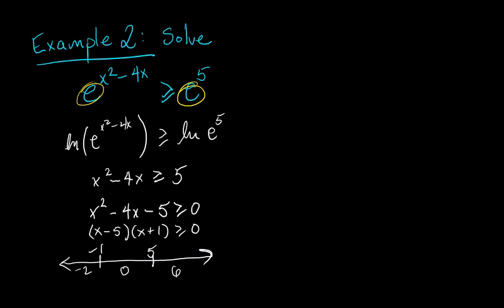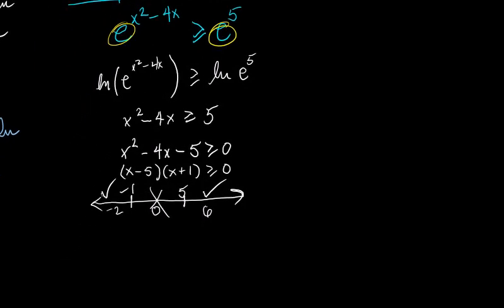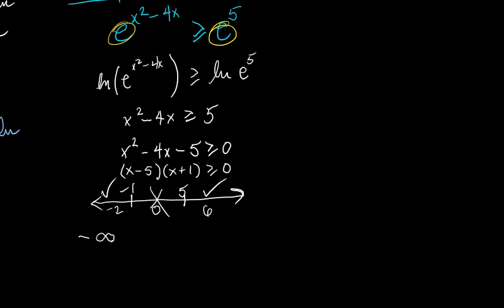So when you plug in negative 2, you get negative 7 and negative 1 multiplied together is a positive number, so that works. Plug in 0, you get negative 5 and 1. That's a negative number when you multiply them together. That doesn't work. 6 goes in, you get 1 and 7, so it's positive, so that works. And so my answer here, I'll write it in interval notation, would be negative infinity to negative 1 with a bracket since we're using equal to, union, bracket, 5 to infinity.